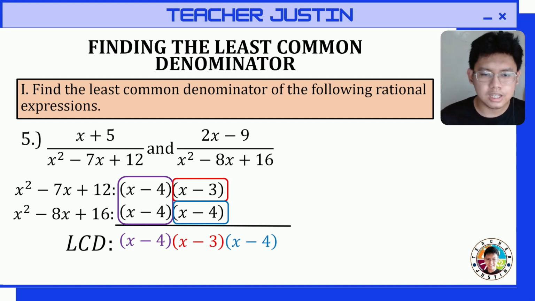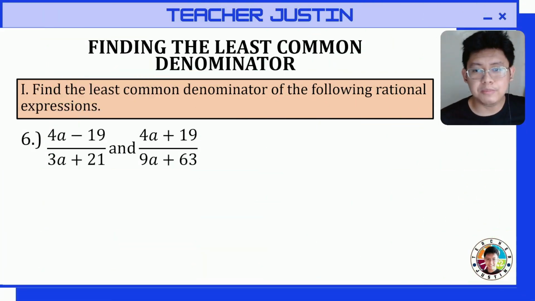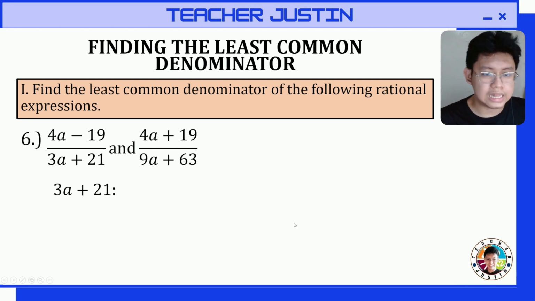So, our LCD for our rational expressions will be x minus 4 times the quantity x minus 3 times the quantity x minus 4. And that's it. Ta-da! Alright. Let's find the least common denominator of this rational expression. So, ang gagawin natin is for us to copy all the denominators present in this rational expression. So, we have 3a plus 21 and 9a plus 63.